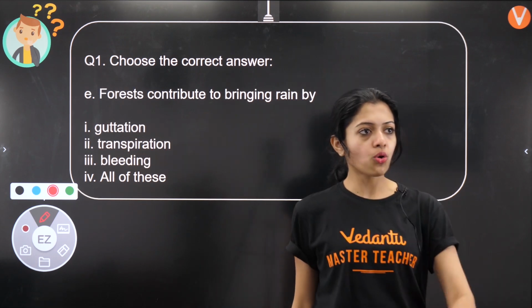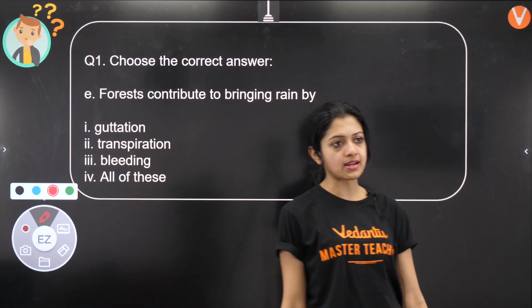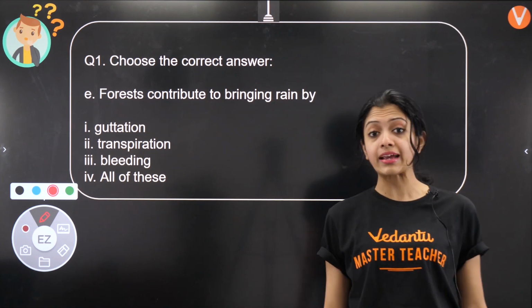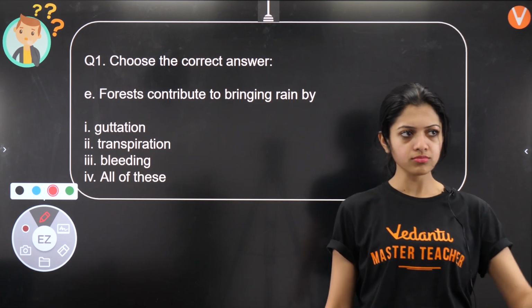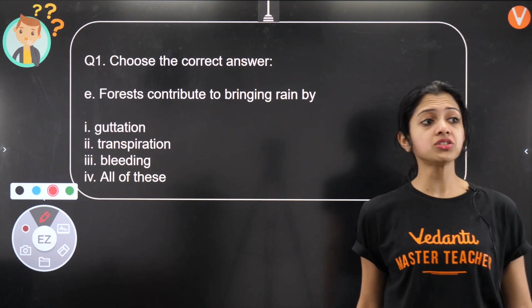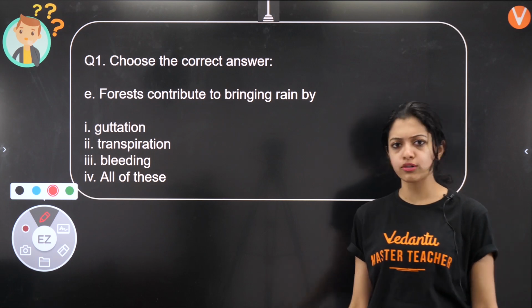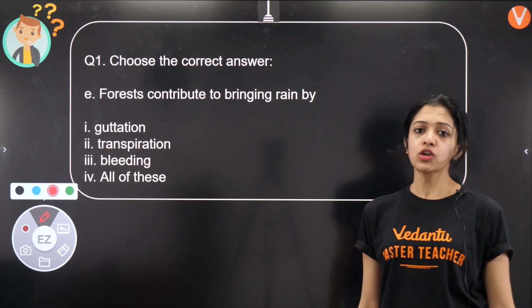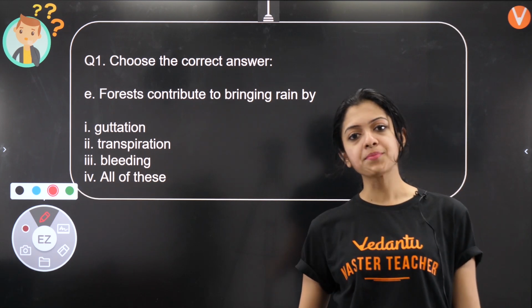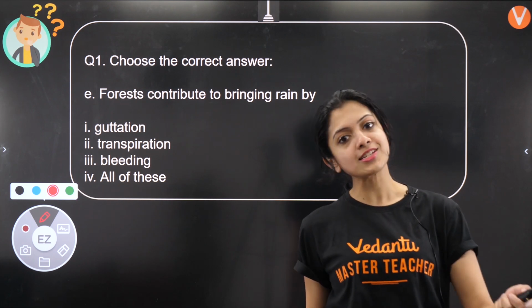Okay, so going ahead, another choose the correct answer. Forests contribute to bringing rain by which of these? Guttation, transpiration, bleeding, or all of these? Okay, your time ends in 3, 2, 1 and go.